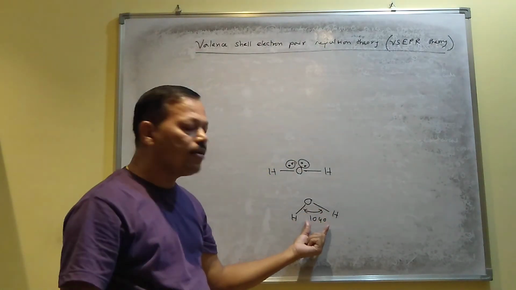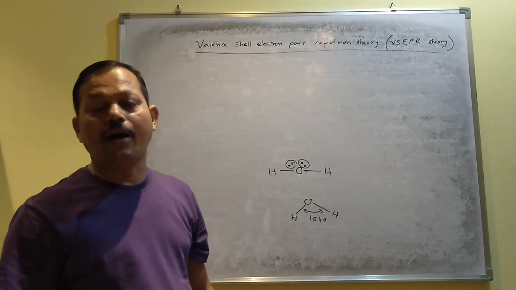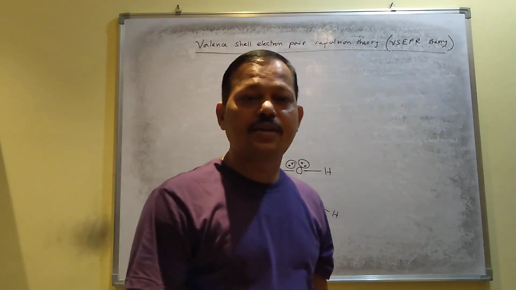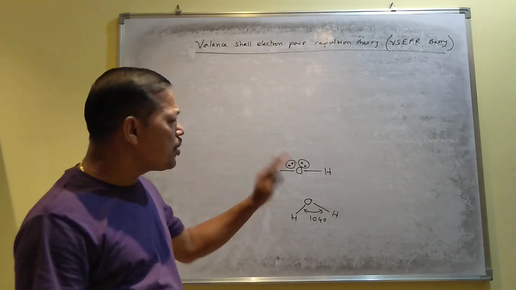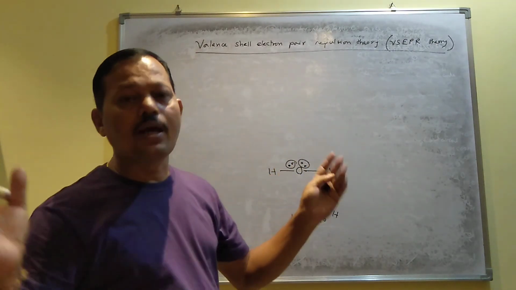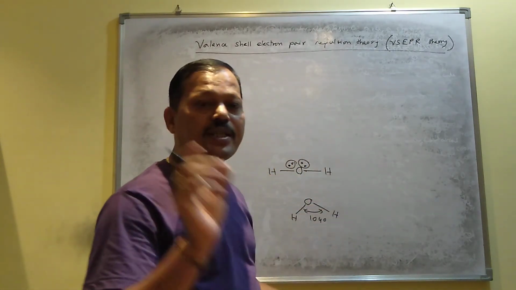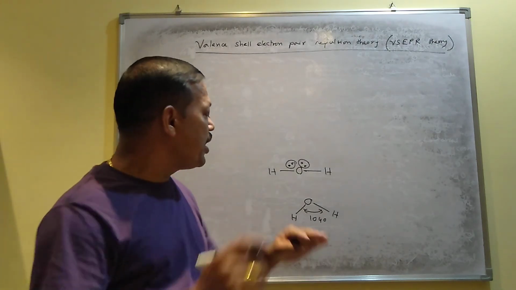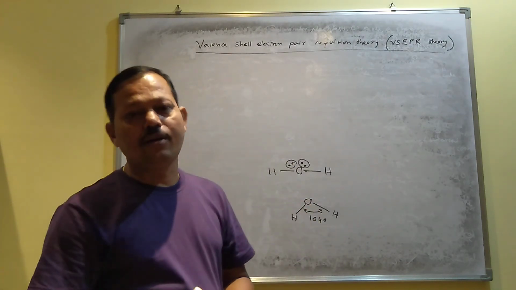So that is why the angle also you will get different from what you got from the hybridization concept. Now I'll give you a number of molecules, with how many lone pairs and how many bond pairs are present inside the central atom. Based on that, you can find out the structure of the molecule.